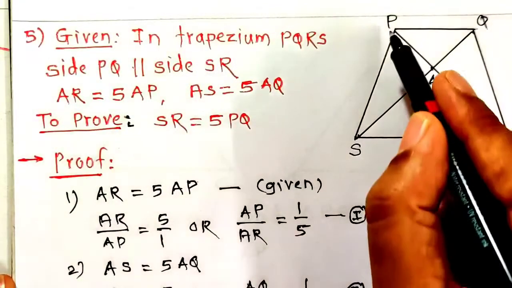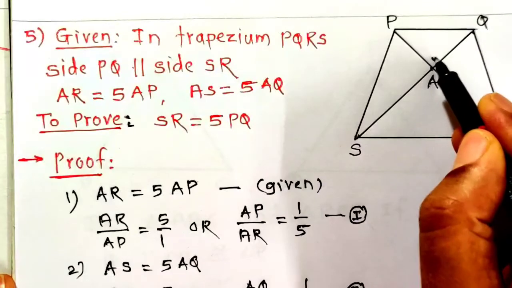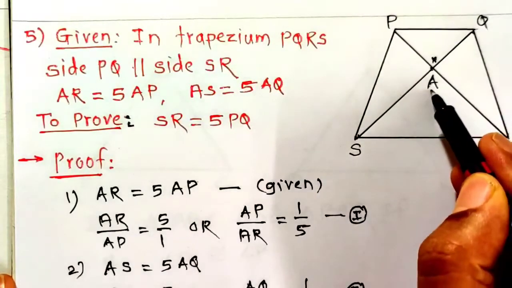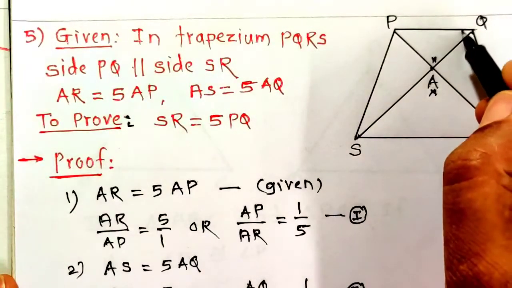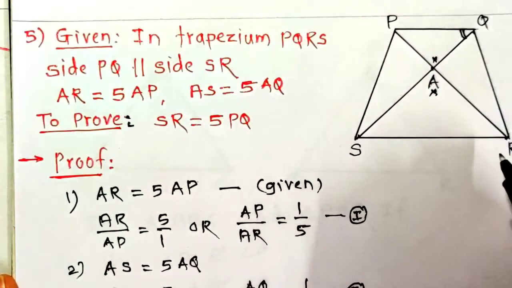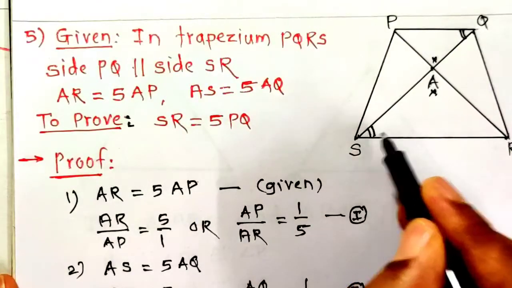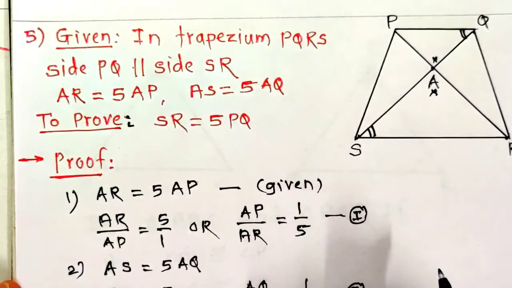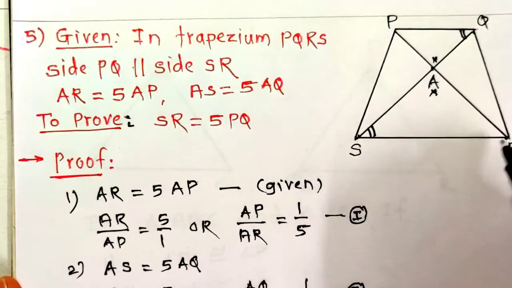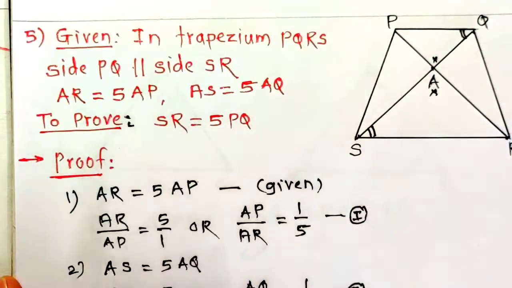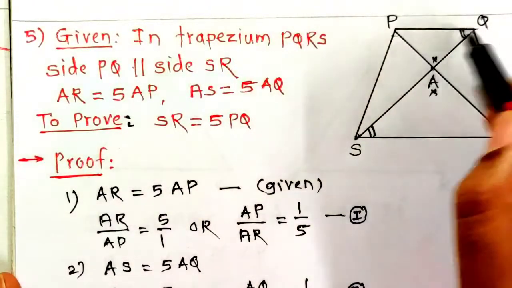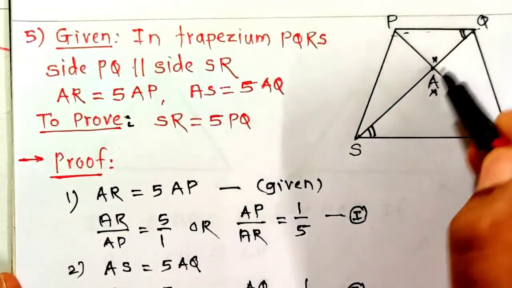So in triangle PAQ, this angle PAQ and angle RAS, these are vertically opposite angles, and this angle PQA and this RSA, these are, so triangle RSA and triangle PQA, or PAQ and RAS, we can write any name. So that correspondence must be equal. So these two sides are parallel and this is the transversal.